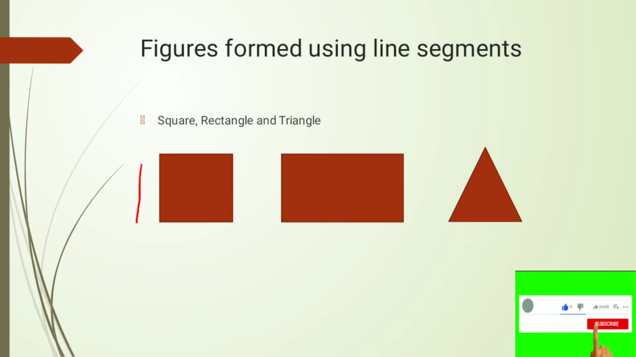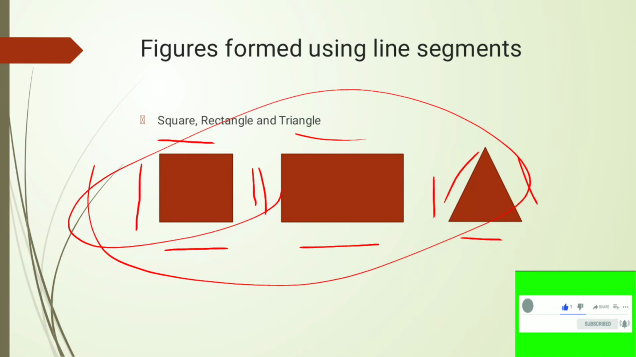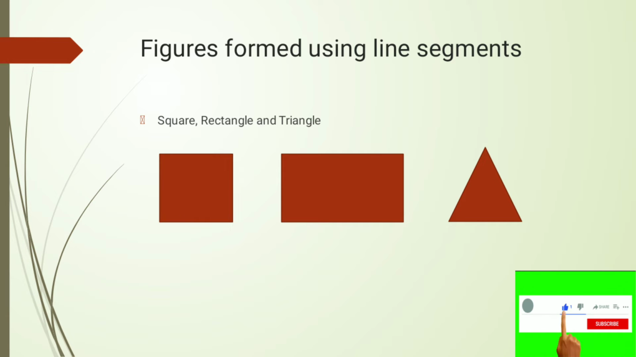Okay, so here is line segment 1, line segment 2, line segment 3 and line segment 4. Here also 1, 2, 3 and 4, and here 1, 2 and 3. So see, each and every figure is formed using line segments. So now we will see each one of them, square, rectangle, triangle, in detail. Okay, so we're going to measure it.